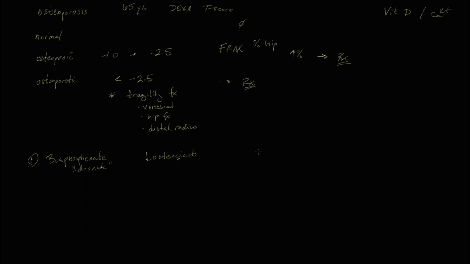And what is very testable are the side effects. So you need to monitor the side effects. The most common ones are the GI side effects. You can think of them like taking NSAIDs. So you can get gastric ulcers, esophagitis. The strange ones, they're rare but strange, and that screams testable, are osteonecrosis of the jaw, and atypical femur fractures.